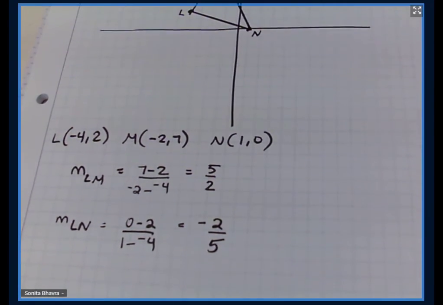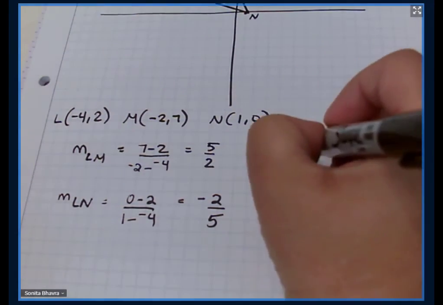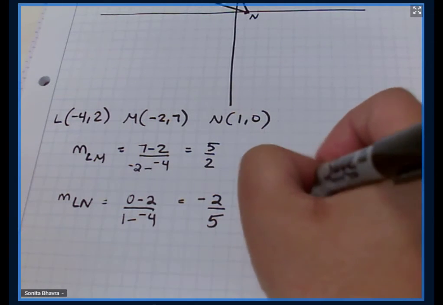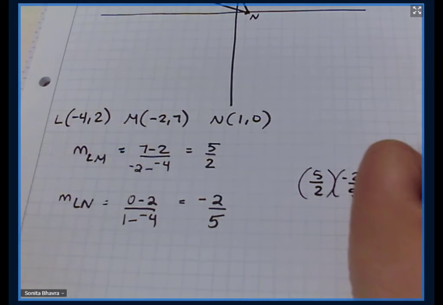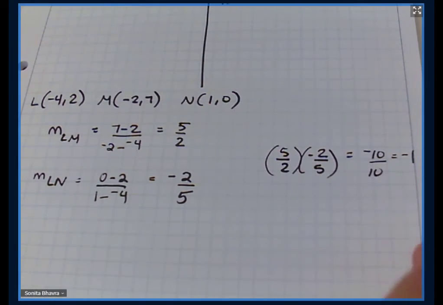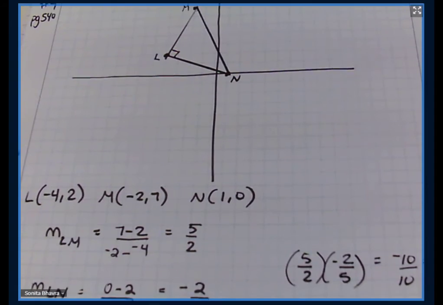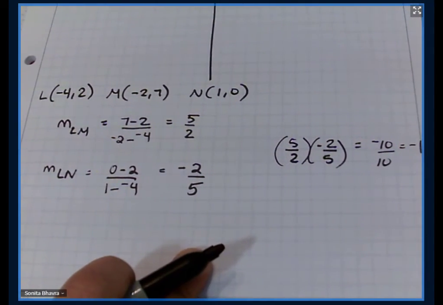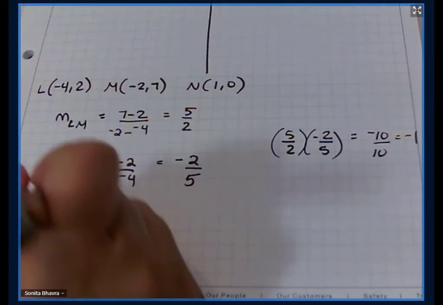All right, so doing a quick check to prove that they are perpendicular, you can multiply the two slopes together, so 5/2 times -2/5, that gives me -10/10, which is equal to -1. So therefore, they are perpendicular, and therefore it is right angled here. So it is right angled because perpendicular lines make a right angle.